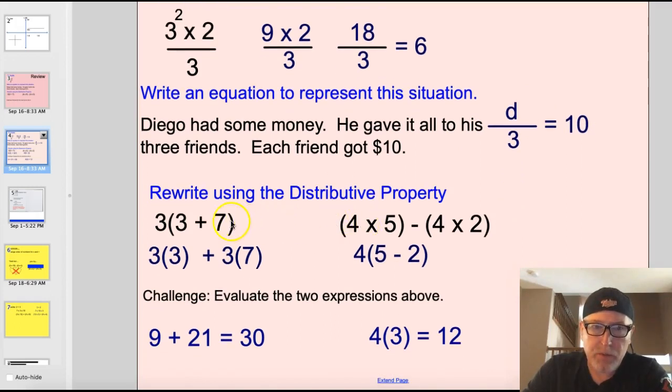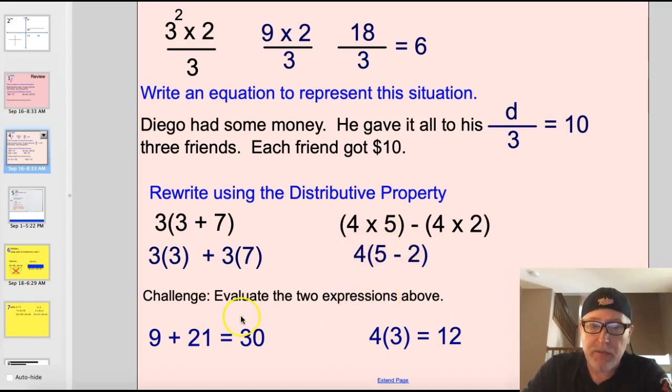Rewrite using the distributive property. Well, we got 3 times 3 plus 7. Then you can take and break that down into 3. Well, get my arrows here. 3 times 3 plus 3 times 7 over here. Same thing over here. You got 2 sets of parentheses. 4 times 5 minus 4 times 2. The 4 is the piece that we distributed out, so we can put that out front and say that that's 4 times 5 minus 2.